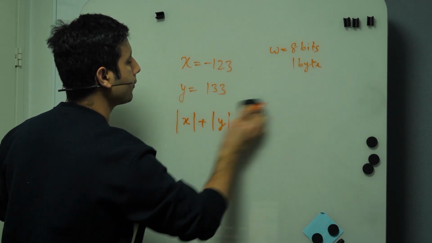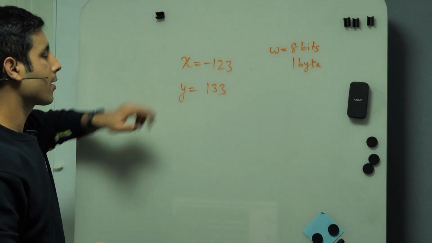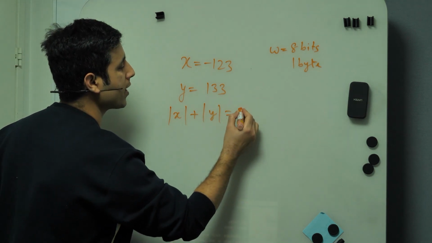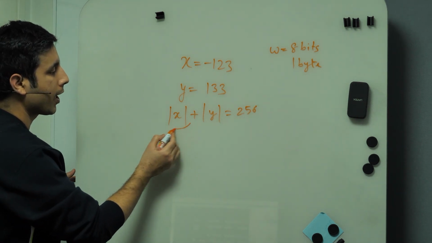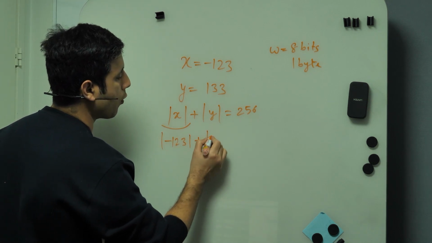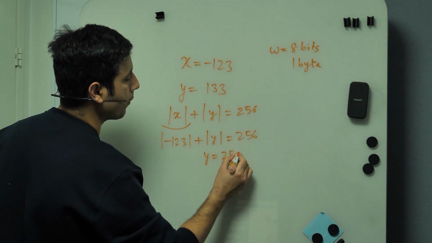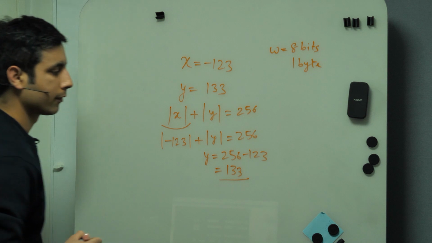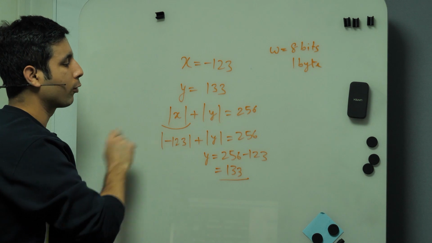That means that if we take the absolute values of x and y, the sum would always be 256. So if you know the value of x, here it is 123, you can always calculate y. y would be 256 minus 123, and that is 133. The same holds the other way around. If you already know y, you can calculate x.